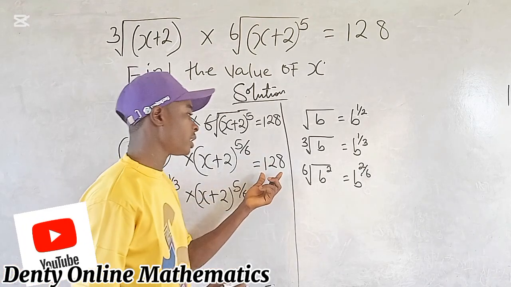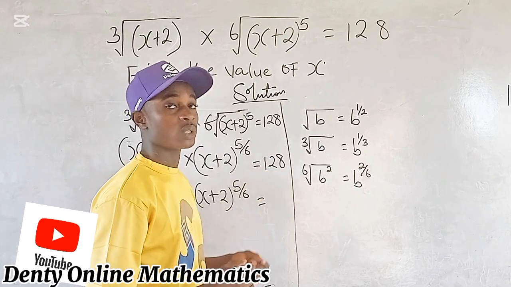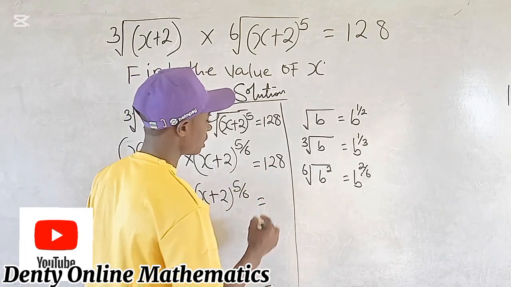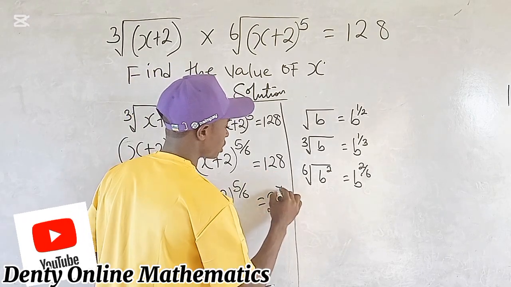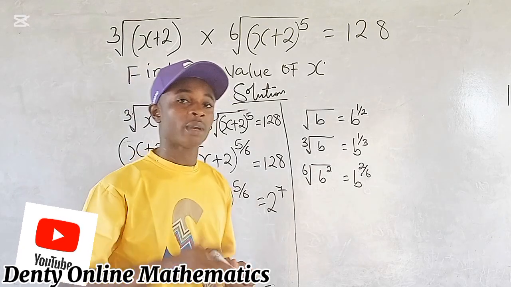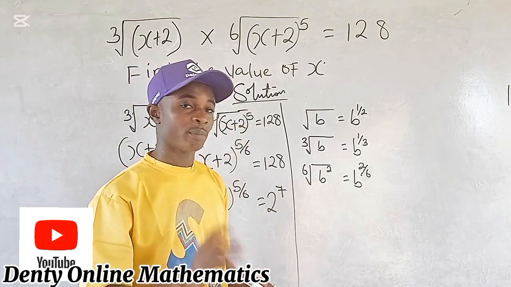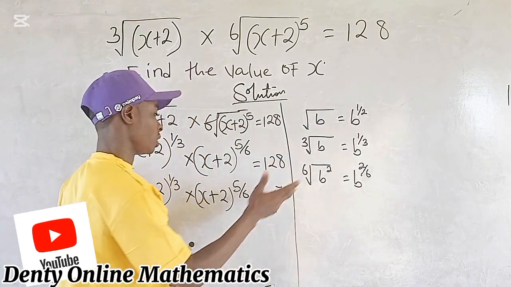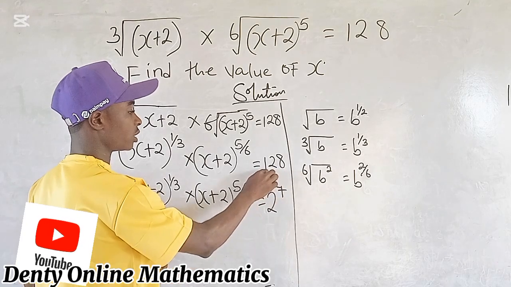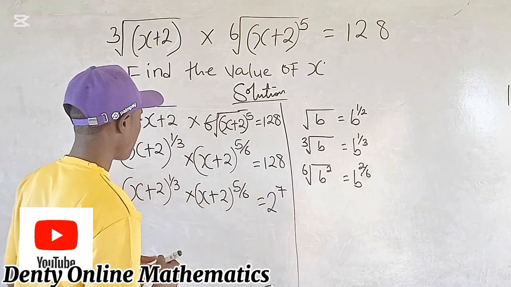Now let's express 128 in index form. This is the same thing as 2 raised to the power of 7. That is, we are going to multiply 2's in 7 places to give us 128. So the index form of 128 is 2 raised to the power of 7.